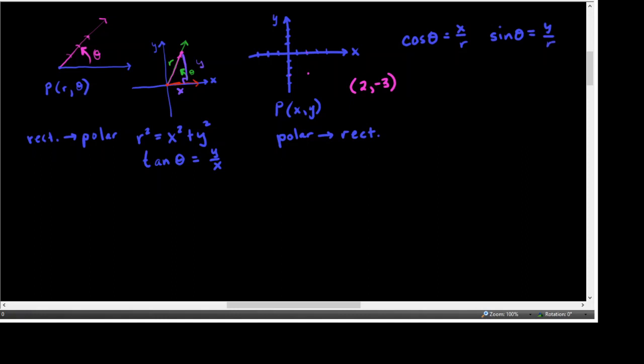And so if we solve the first equation for x by multiplying both sides by r, we get x equals r cosine theta. And doing the same thing to solve for y, multiply both sides by r, you get y equals r sine of theta. And so those are the equations we would use. If I know r and theta, this equation would help me find x. And if I know r and theta, this equation would let me find y.